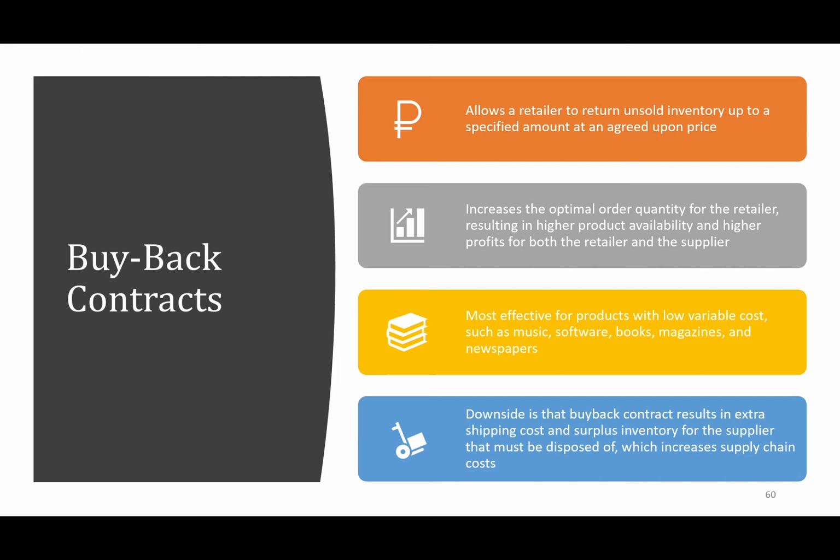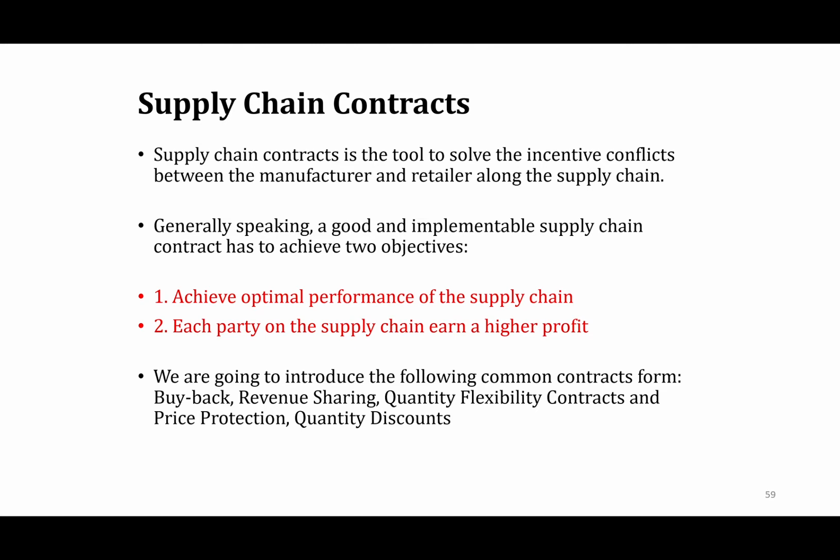Okay, so next up we're going to talk about this specific contract which coordinates the supply chain, which is called the buyback contract. As we looked at in the last video, the main objective of a supply chain contract is to achieve the optimal performance of the supply chain, which means achieve maximum profit within a supply chain. Total maximum profit of supply chain.